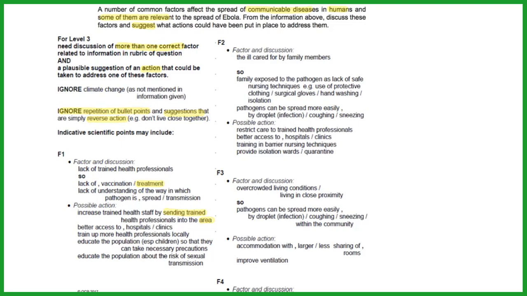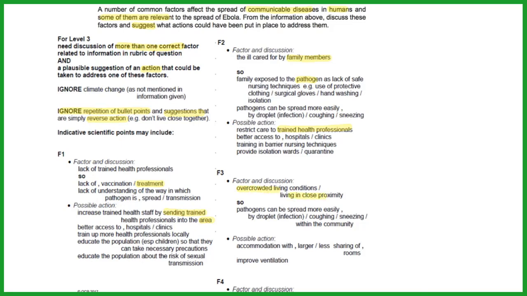And then the caring for the ill by family members. Why is that a problem? Because they're exposed to the pathogen, because they don't have safe nursing techniques such as hand washing or surgical gloves, and you can spread the pathogen more easily. Therefore, instead of caring by family members, you should care with trained health professionals who know how to reduce the spread of the pathogen.